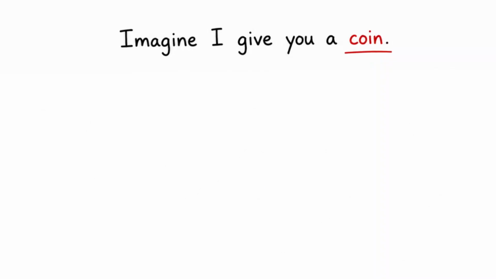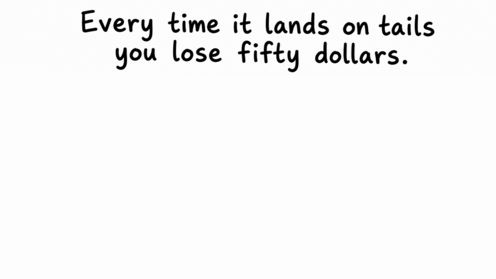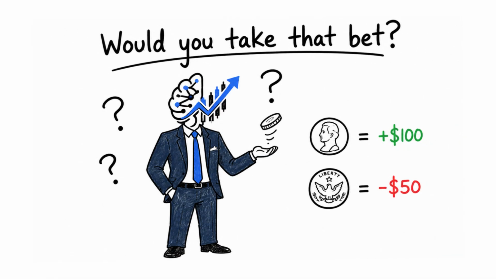Let's prove it. Imagine I give you a coin. Every time it lands on heads, you make $100. Every time it lands on tails, you lose $50. Would you take that bet? Most people say, well, maybe. Now let's think about it.